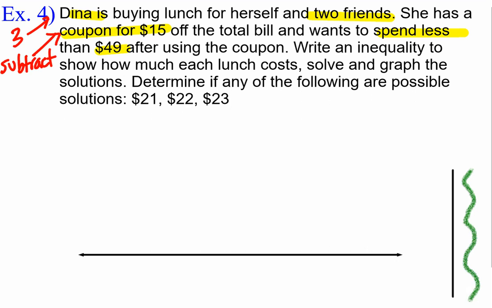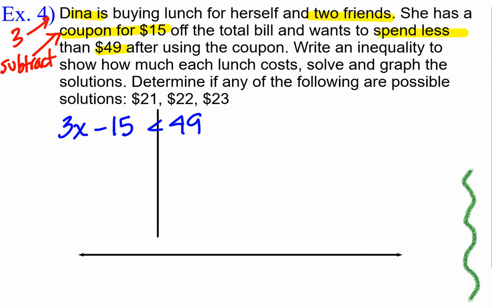So let's create an inequality just based on that much information. So we have 3 friends. Dina and her friends. She's going to spend so much on each lunch. She's going to subtract a $15 coupon, and she wants to spend less than $49. Okay, so there's our inequality. So what we're going to do is we're going to solve this inequality.